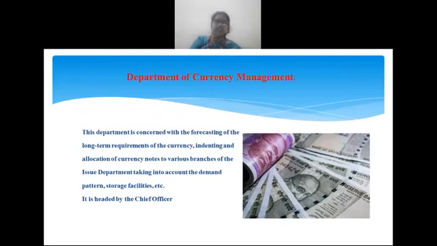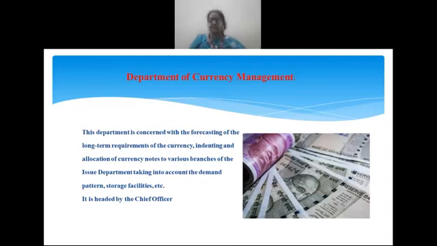Next, the currency management. If there is too much cash flow in society, prices will go up. If there is too little, again there is a problem: rates will increase and production will stop, all those things will happen. So there must be a proper regulatory system.